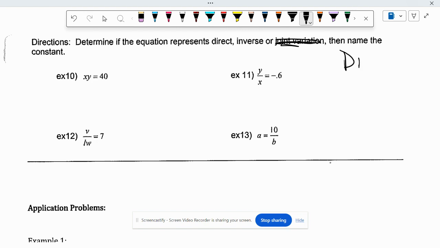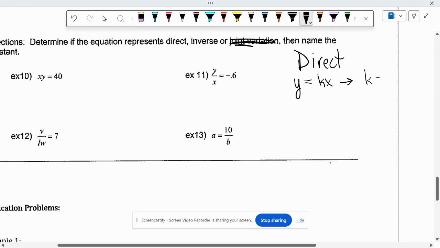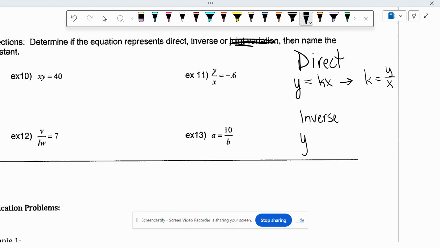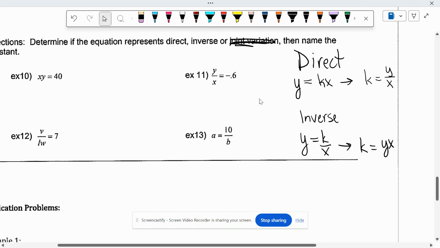direct variation, your equation is y equals k times x, which means that k equals y divided by x. When we do inverse variation, we have y equals k divided by x, which means that k equals y times x. Remember, k is a constant. The word constant means that it's a number. It's not a variable. It's a number, okay?